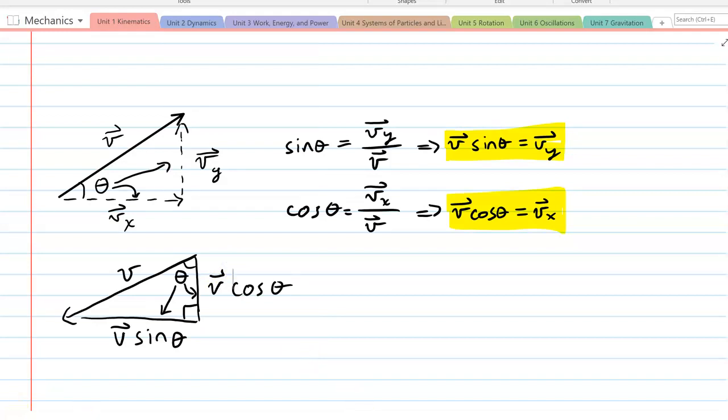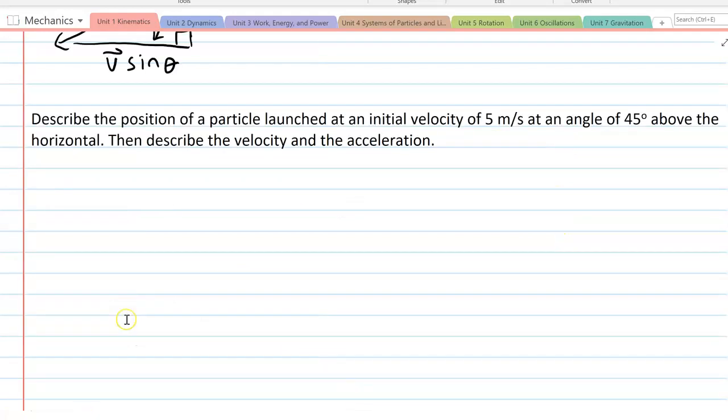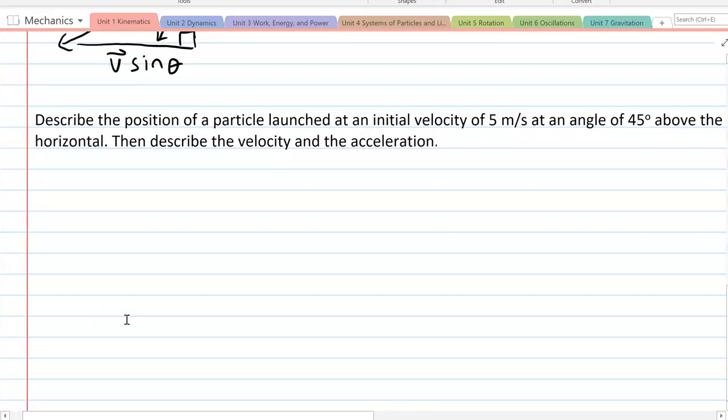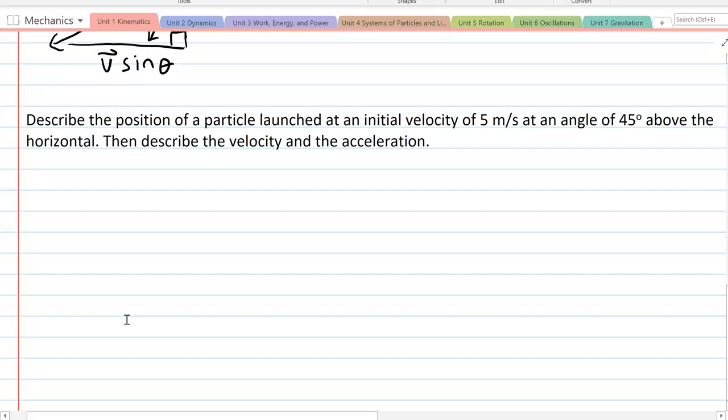So we're actually going to look at an example right now. This problem is more of a conceptual example than just plugging in numbers and getting a numerical answer. This one will just be an equation that describes the motion. So that's how we're going to think about it.